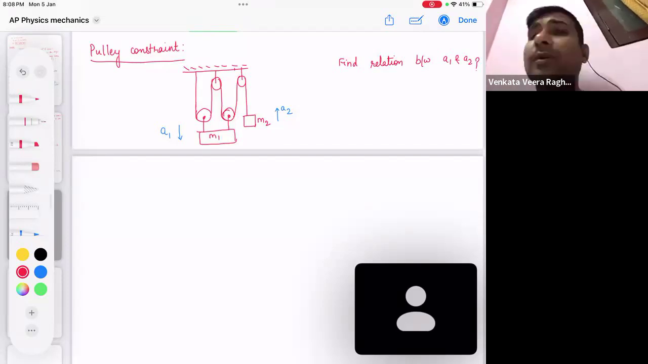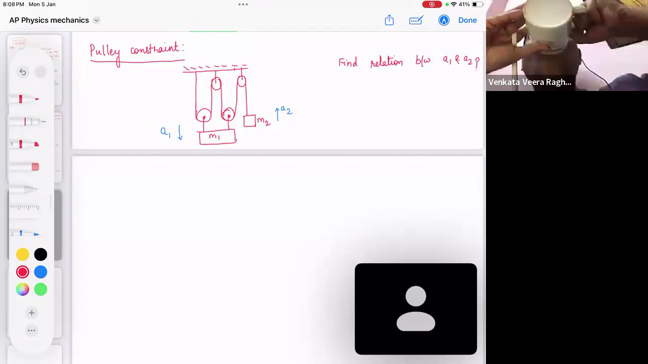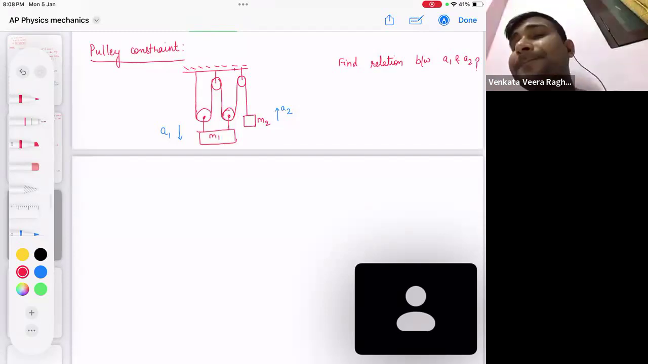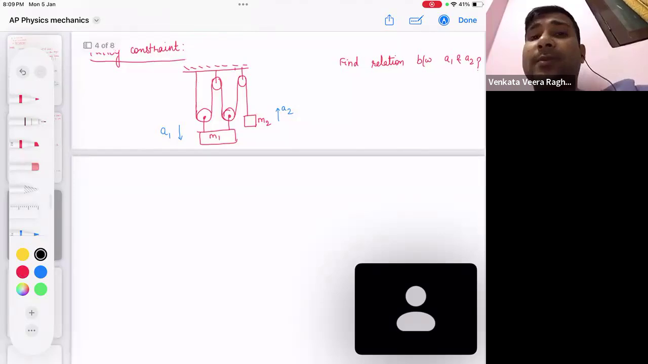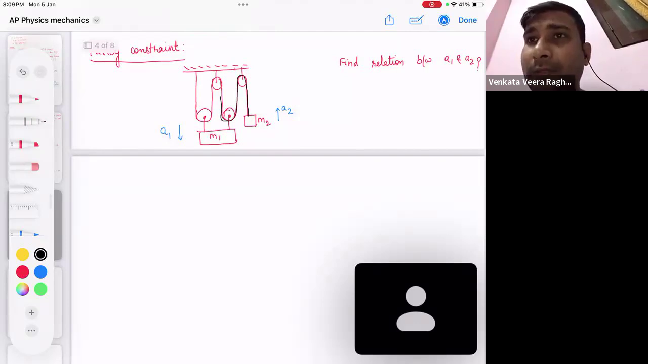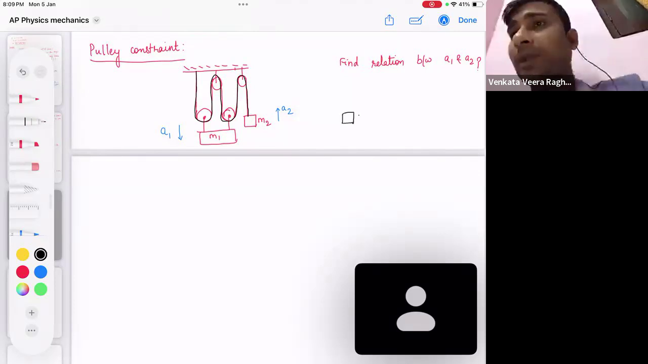So how do we find that? Pulley constraint says whenever we have to apply the pulley constraint, first of all, we should identify the tension acting on each block. Now look at that. This string is the same, that black color string. So everywhere in this string there is going to be the same tension, right? If you look at the block M2, just look at the tension only.